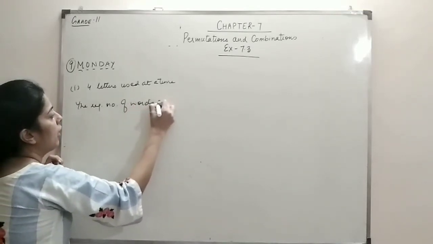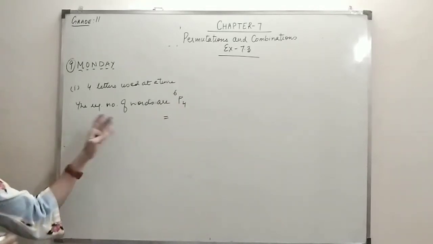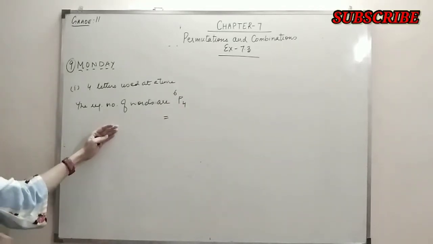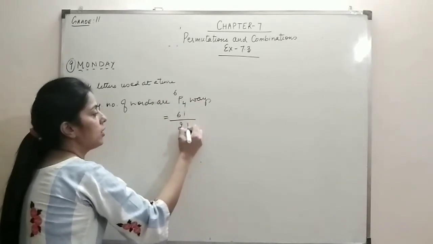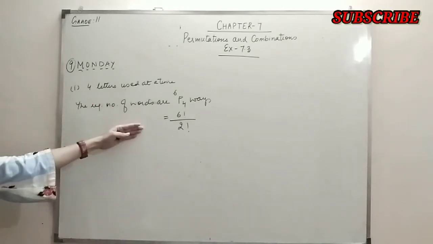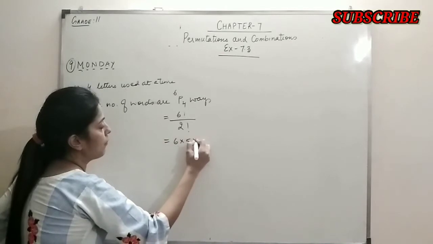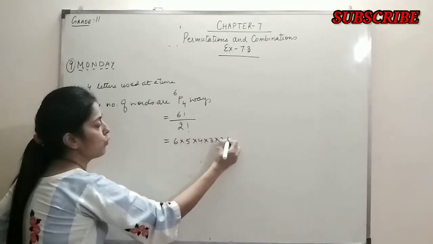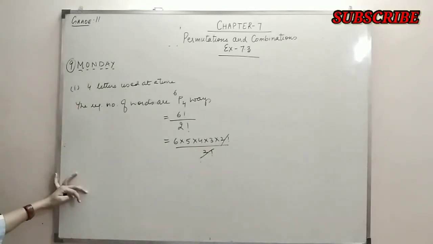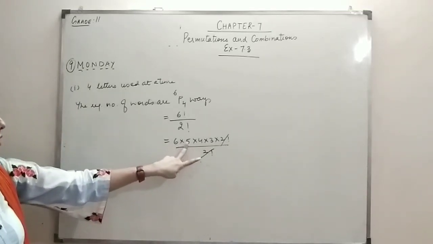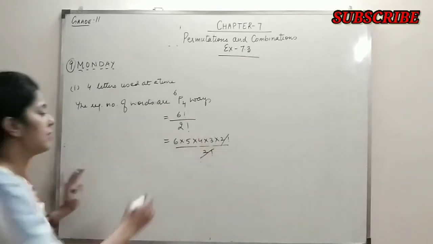permutation 6P4 ways. So you can solve it: 6 factorial upon 2 factorial, that is (6 minus 4) factorial. Then 6 into 5 into 4 into 3 into 2 factorial upon 2 factorial. So how much is it? 6 into 5 is 30, 30 into 4 is 120, and 120 into 3 is 360.